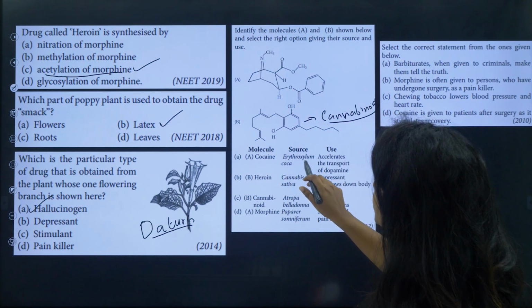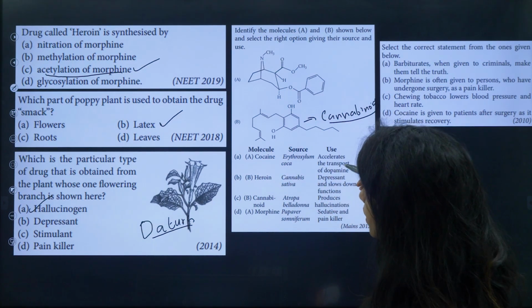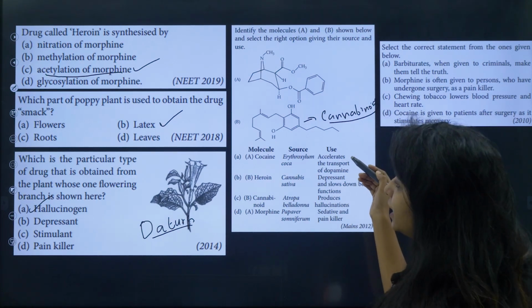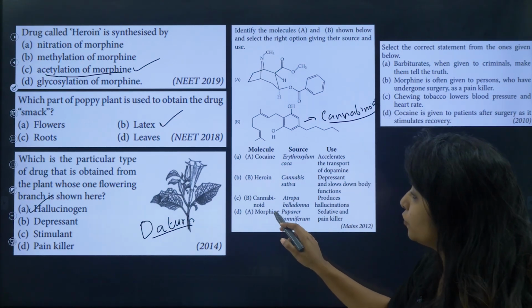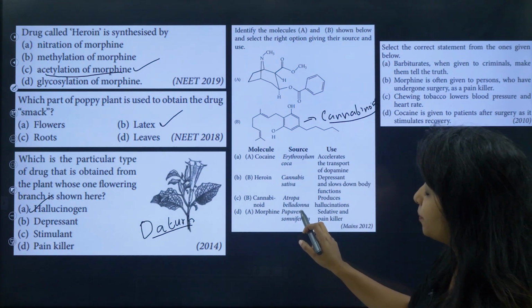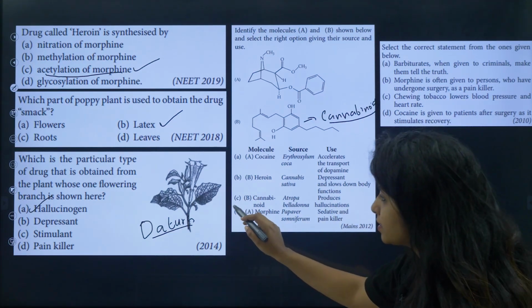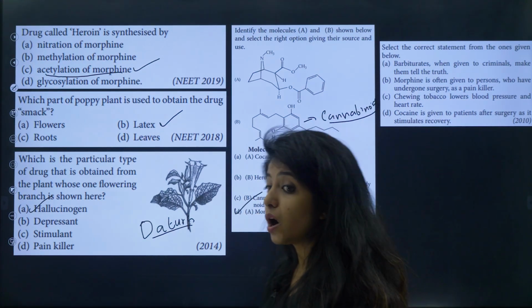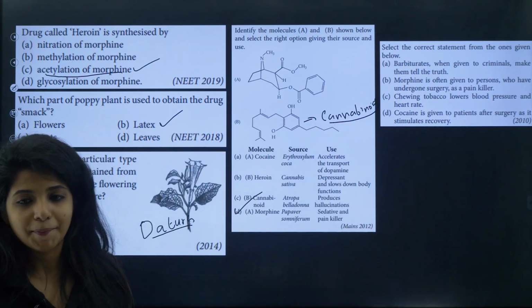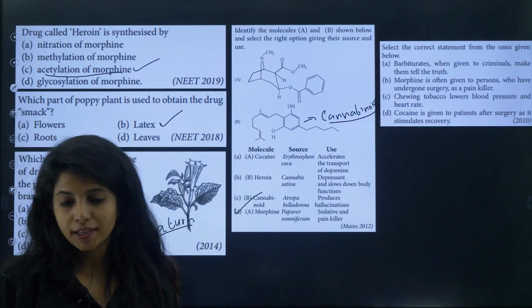So cocaine, Erythroxylum coca, accelerates the transport of dopamine. That actually is correct. But here, if you see morphine, morphine is made with the help of Papaver somniferum, and it's a sedative and painkiller. This is the correct answer, and this is something that has come out of your NCERT. This picture is not given in your NCERT.